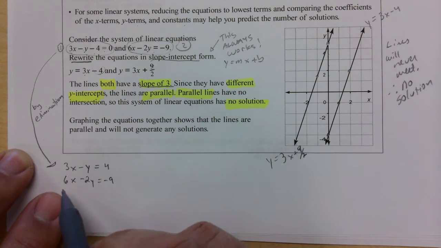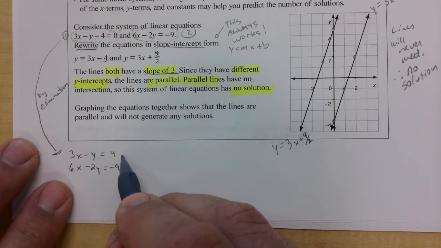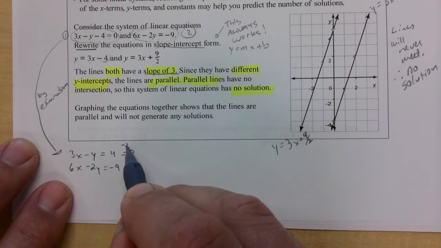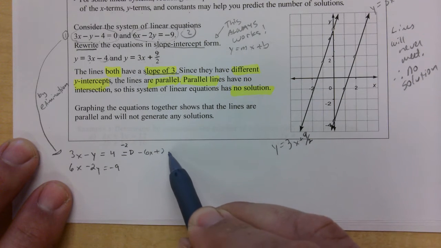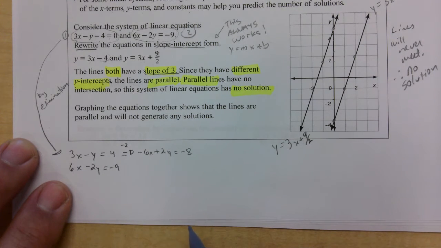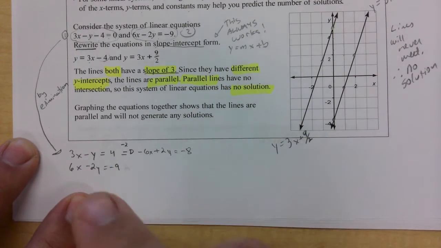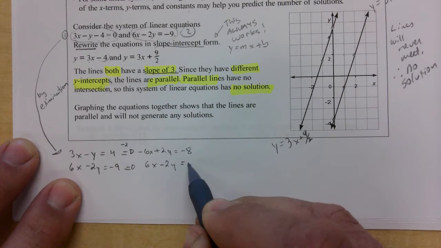Right now you can't cancel out anything as is. So what I'm going to do is multiply the top one by -2, because then I'll have both 6's, and that will fix the problem for me. So I'm going to go times -2, that gives me -6x plus 2y is equal to -8. And then this one I'm just going to copy, so no need to multiply it by anything. So I'll just go 6x minus 2y is equal to -9.